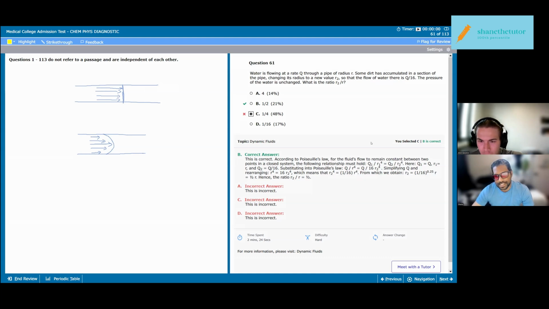Now the reason that this question's kind of whack is that there's nothing in it that specifies what type of flow this is. There's nothing here that tells us that it's Poiseuille flow. So if we're relating the flow rate, by the way, this flow rate Q, what unit would it have?